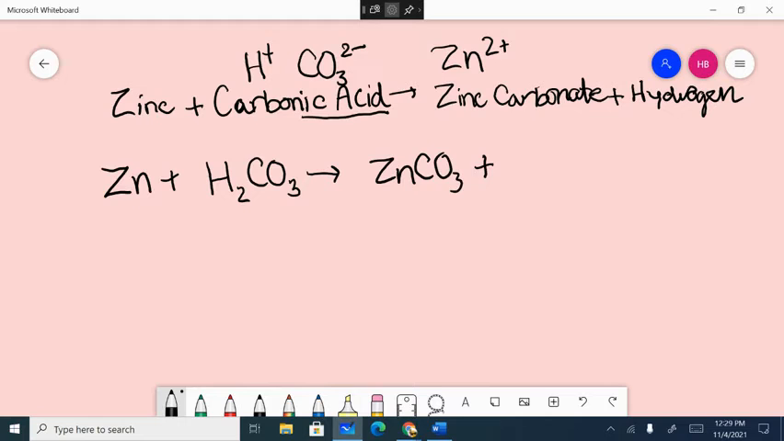And next is hydrogen. What do I write down for hydrogen? What's the formula for hydrogen? Georgia? H, you think? H2. Remember our diatomic elements, right?